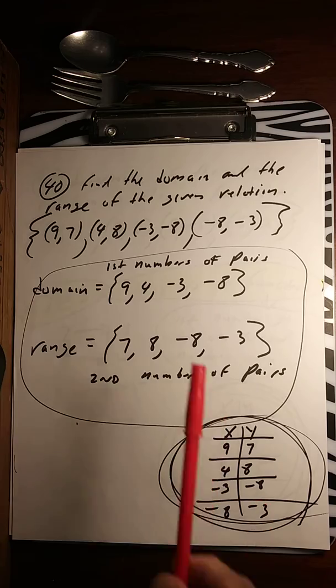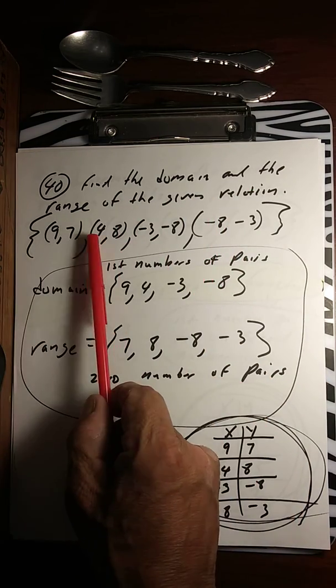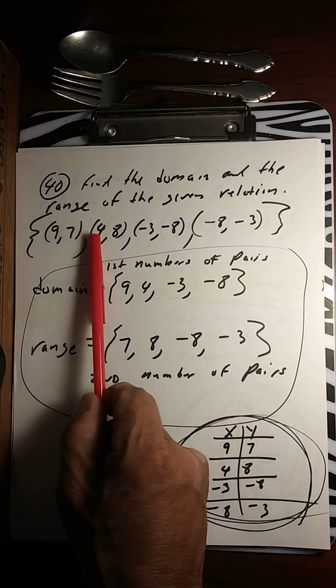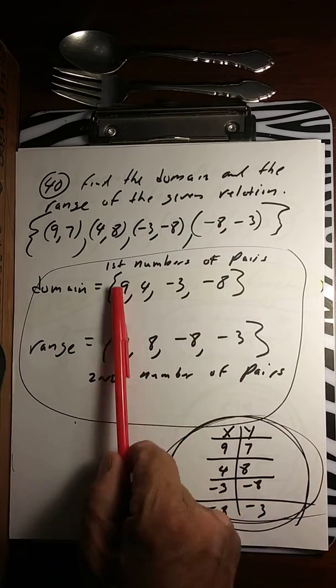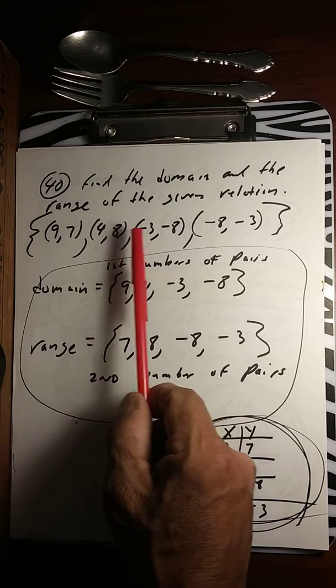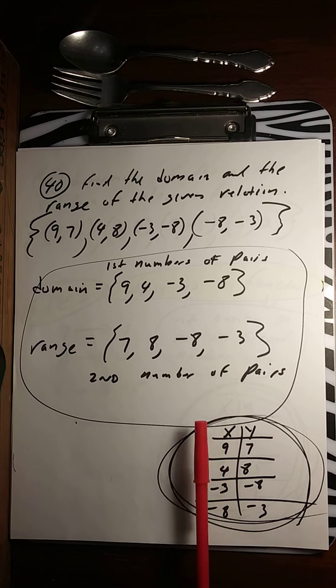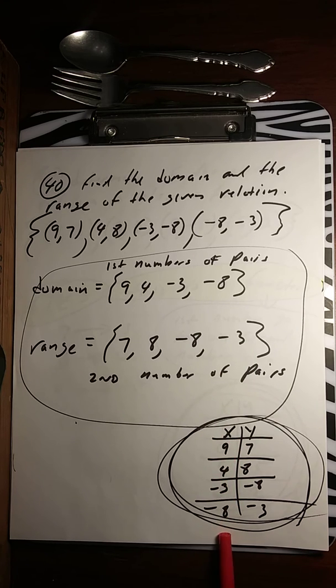Find the domain and the range of the given relation. Domain is all the first numbers. So 9, 4, minus 3, minus 8, that's the domain. Range, all the second numbers: 7, 8, minus 8, minus 3. First numbers are the domain, second numbers are the range.